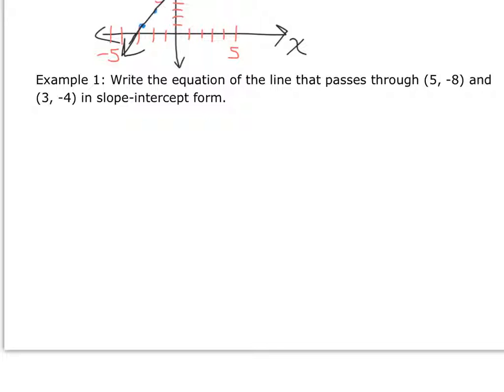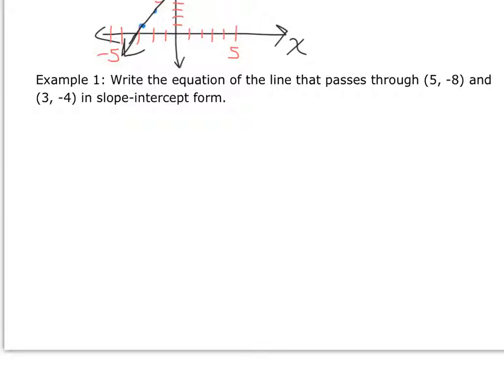So write the equation of the line that passes through the points (5, -8) and (3, -4). All right, so to write the equation in slope-intercept form, there are 2 things we need. What are those 2 things?